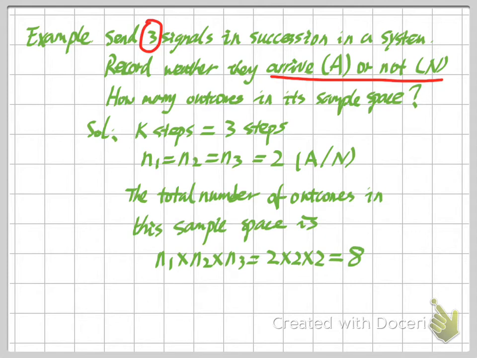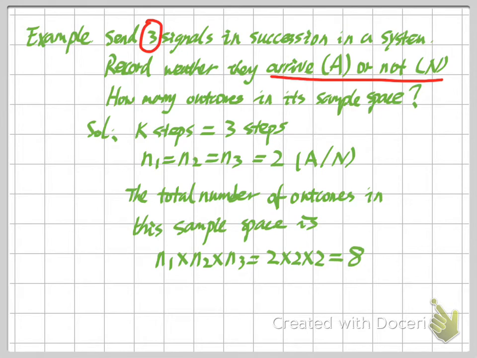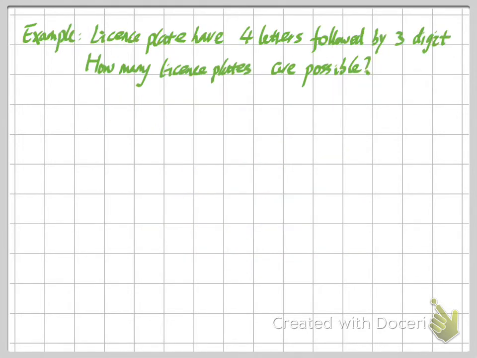Let me give you another example about this part. Now this question is about license plates. Assume the license plate has 4 letters followed by 3 digits. The digits are numbers from 0 until 9, and the letters, of course, are A, B, C until Z. Here for the letters, we don't differentiate between capital and small letters.